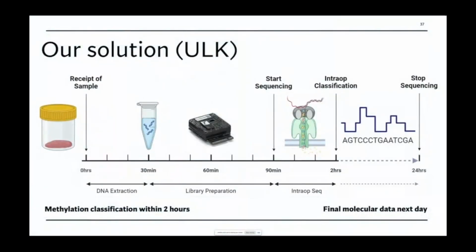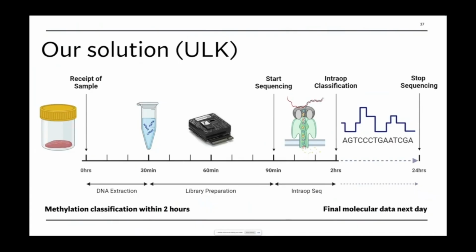So to do this, we set ourselves the goal of coming up with a final classification, final molecular data within 24 hours, and methylation classification within 2 hours of receipt of sample from theatre. And so this cartoon shows our workflow. Sample is received, DNA is extracted, which takes around 30 minutes. We're using the standard DNA extraction protocols from the hospital. Then we have a library preparation step, and that takes us around 60 minutes.